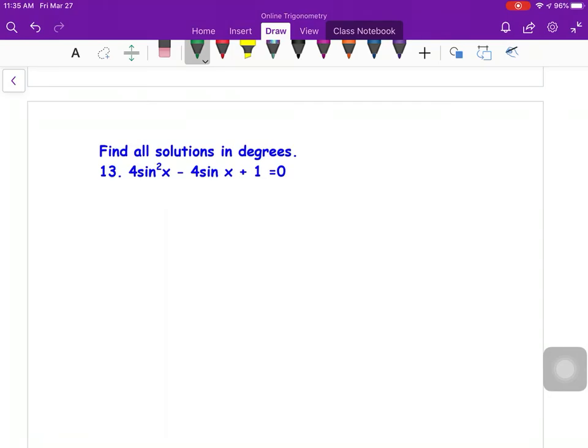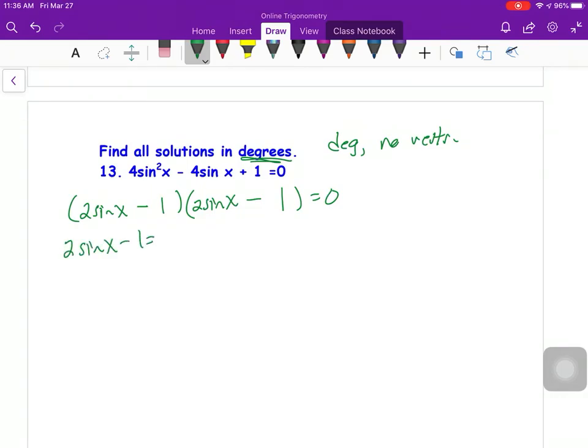Next one. Okay, once again, degrees, no restrictions. And this one, I believe, does factor. I think we can use 2 sine x in the front of each of them, a 1 in the back, and both have to be a minus. Negative 2 sine x and negative 2 sine x does in fact give us negative 4 sine x. Since both factors are the same, we really only have to set one of them equal to 0 and solve that. To set both equal to 0 would be redundant.